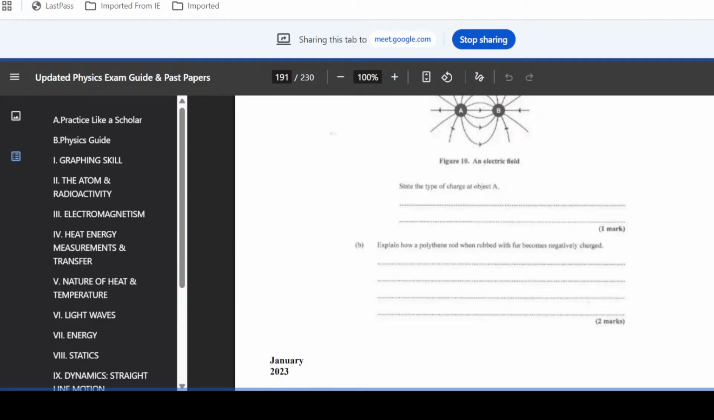Yes, the electrons move to the polythene rod. The polythene rod would be initially neutral, which would mean it would have an equal number of positive and negative charges, or equal in terms of value. So the only way it could become negative is if it's gaining electrons. The material is gaining electrons. So that's charging by friction.